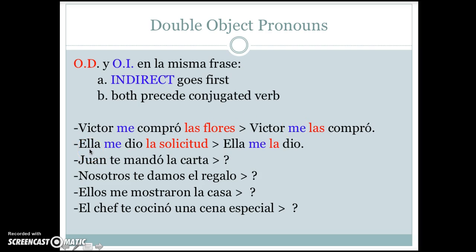En el segundo ejemplo, ella me dio la solicitud. She gave what? La solicitud. To who? To me. Indirecto, directo, verbo. Try this on your own with these 4.